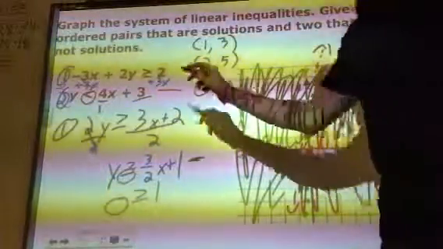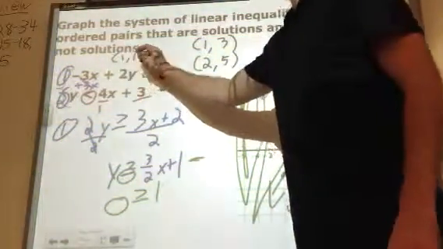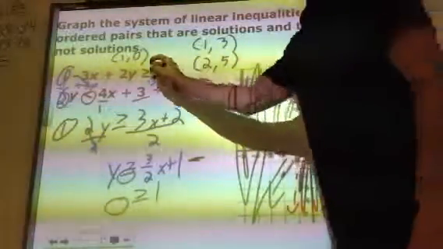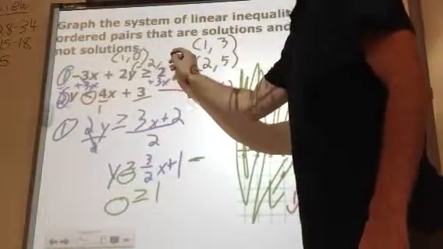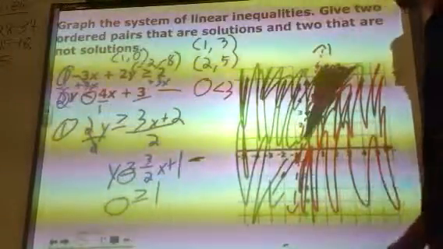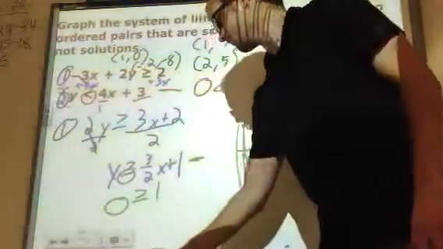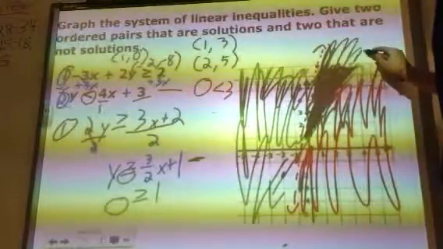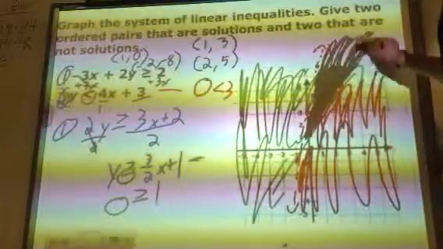2 points that are not solutions. Anything that's not in that black area, we could choose for that. So 1, 0 is not in that black area. Negative 2, negative 8, also not in that black area down here. Definitely not in the black area. Alright? And this black area continues forever, just like these lines.